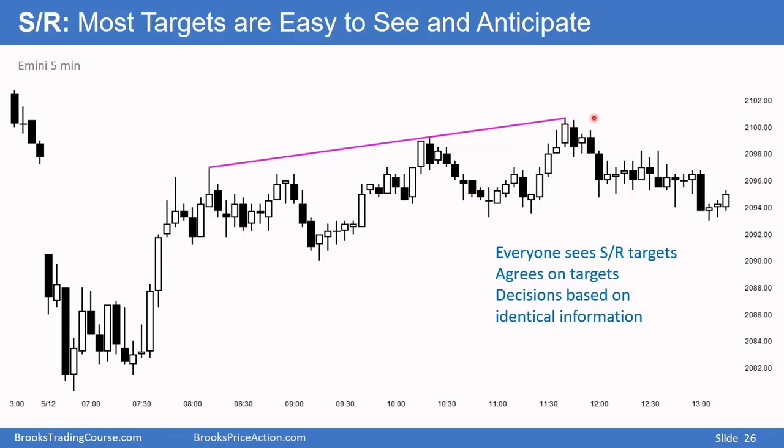Spike, pullback, channel, 3 pushes, 1, 2, 3. Very often a spike and a channel has 3 pushes. Bulls will look to take profits around the top of the channel.